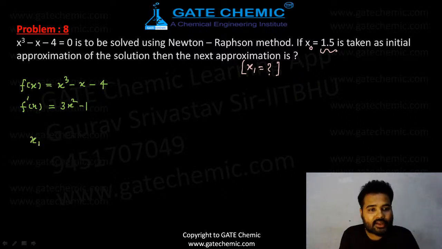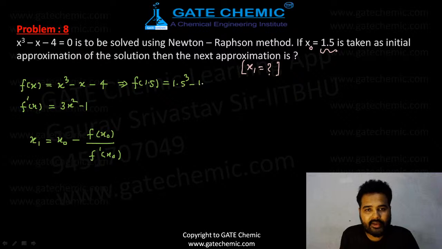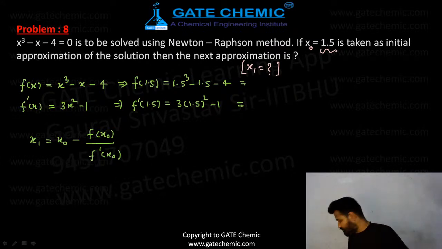So here x1 can be obtained by using this formula, x naught minus f(x naught) upon f dash x naught. So here initial approximation is 1.5. So 1.5 cube minus 1.5 minus 4. Calculate this, beta. Similarly, please calculate f dash 1.5. So 3 into 1.5 square minus 1. Check, beta.